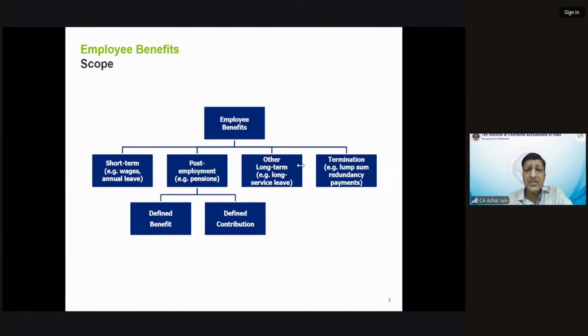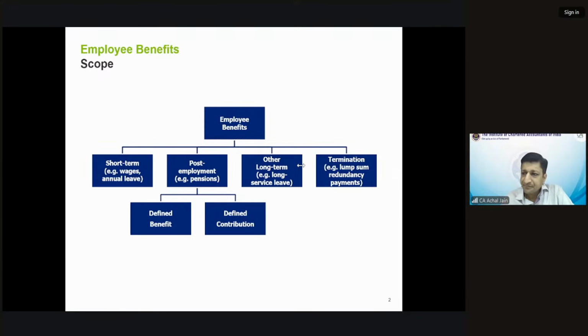Ashlesha says wages, salaries. Archana says accumulating and non-accumulating. No, that's the further categorization. I'm asking how do you define short-term employee benefits. Everyone is giving an example. Shamli is saying salary, bonus. Meenu is saying those which are payable within 12 months from the balance sheet date. Yeah, very good. Short-term employee benefits are those benefits which become due for payment within 12 months. Same is the response from Navneet and Archana.